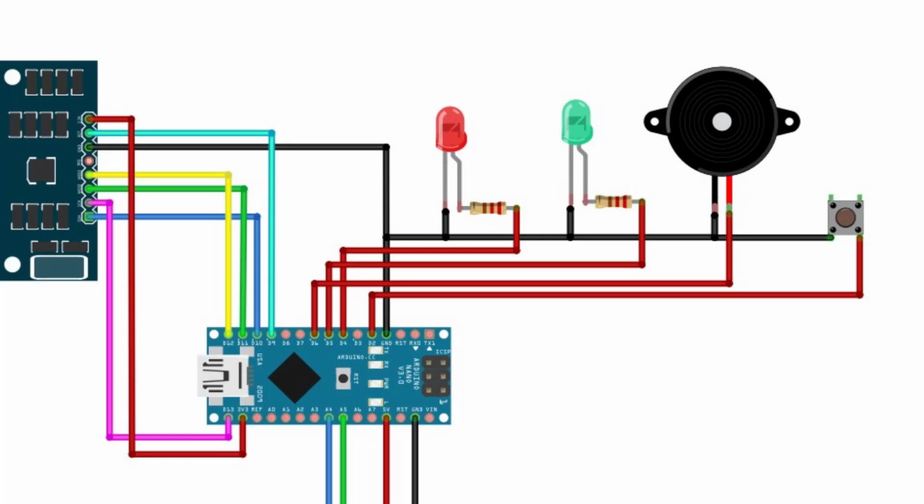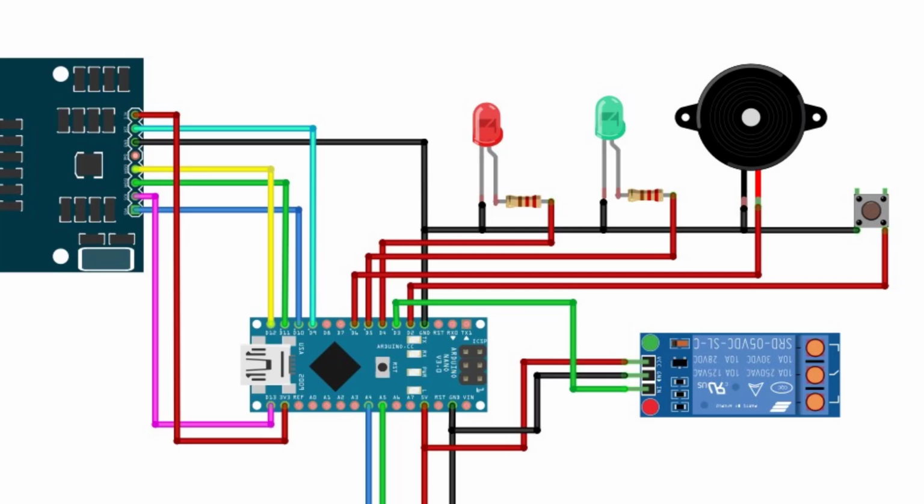Connect the red LED to pin D4 of the Arduino. Connect the green LED to pin D5 of the Arduino. Connect the buzzer to pin D6 of the Arduino. Connect the push button to pin D2 of the Arduino.